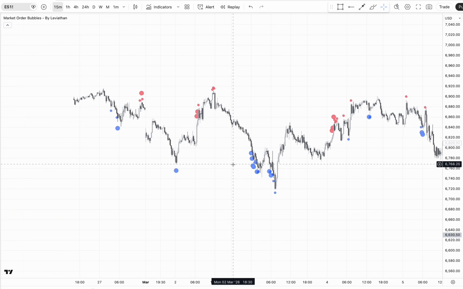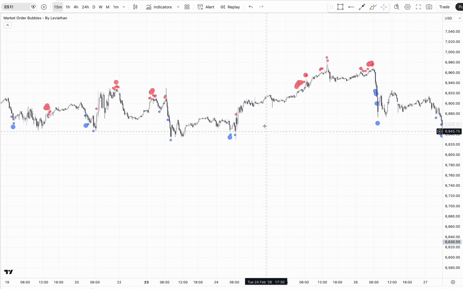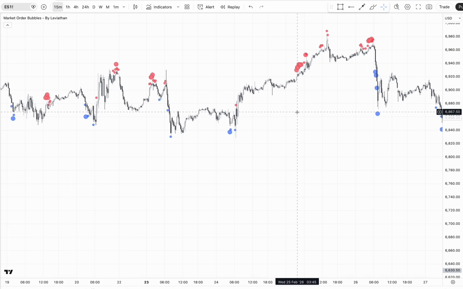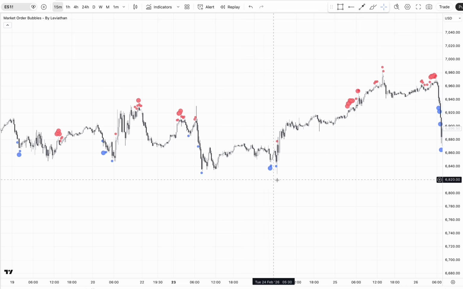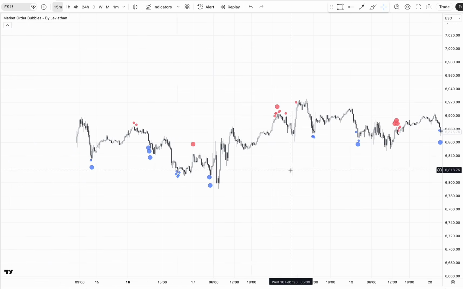Now take into consideration that this is TradingView, so you don't get precise volume data. This is all an approximation, so it's really just a rough estimate. Therefore you cannot view this indicator as being precise or extremely accurate.